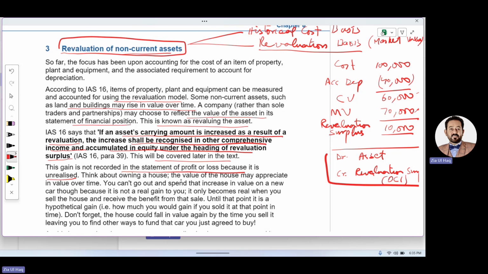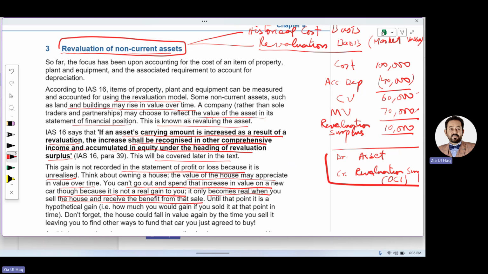Think about owning a house. The value of this house may appreciate over time. You cannot go out and spend that increase in value on a new car, because it is not a real gain to you. This is an unrealized gain. You haven't received anything against it. It only becomes real when you sell the house and receive the benefits from that sale.